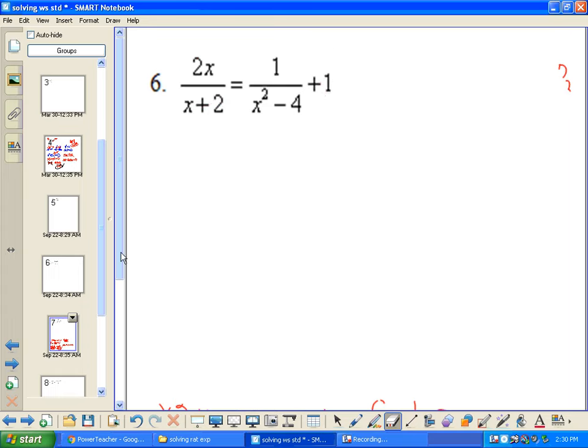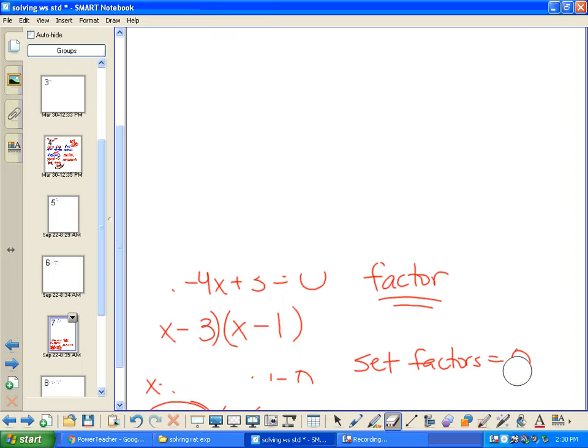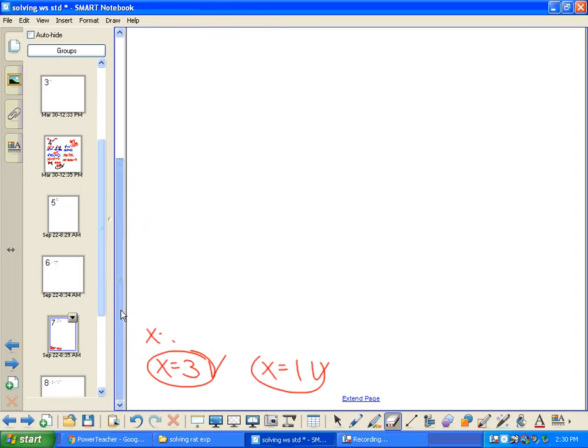Okay, let me finish erasing. I still haven't got it all. There we go. Okay.